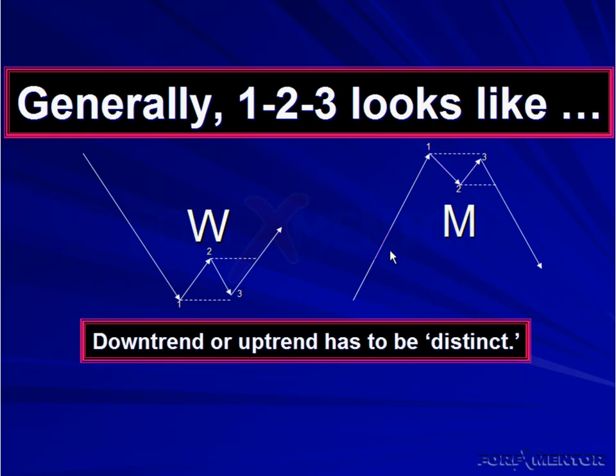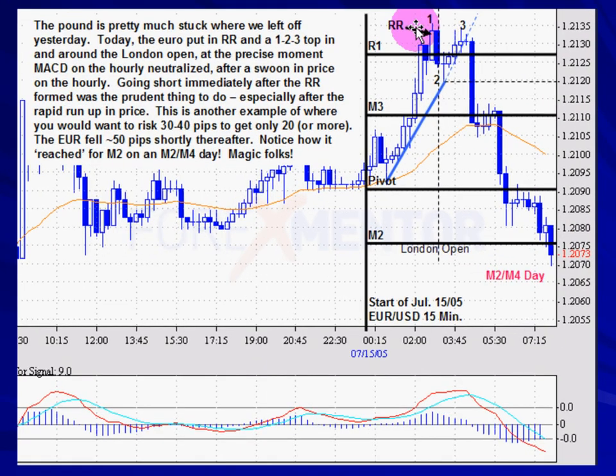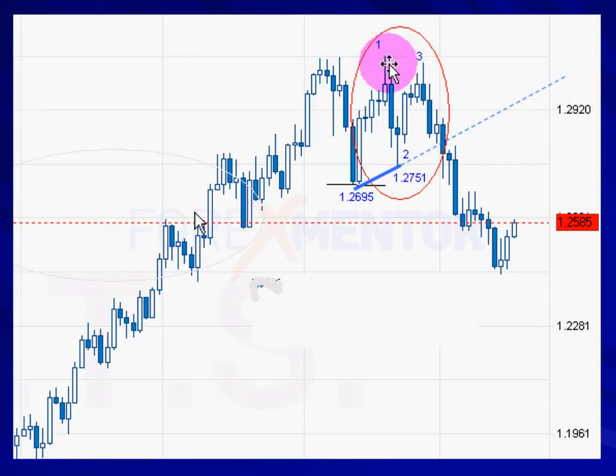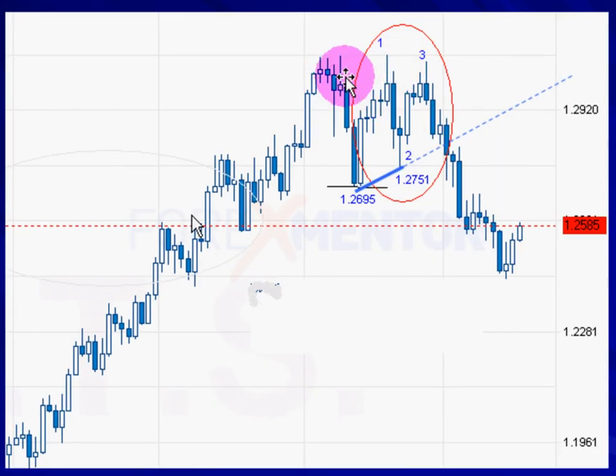1, 2, 3 top. Price goes up. 1, 2, 3. The 3 is not as high as the 1. Price collapses. Here's a 1, 2, 3 top. 1, 2, 3. Trendline break. Price collapses. Here's a 1, 2, 3 top. Actually a multi-top, including a 1, 2, 3 top. 1, 2, 3. Trendline break.